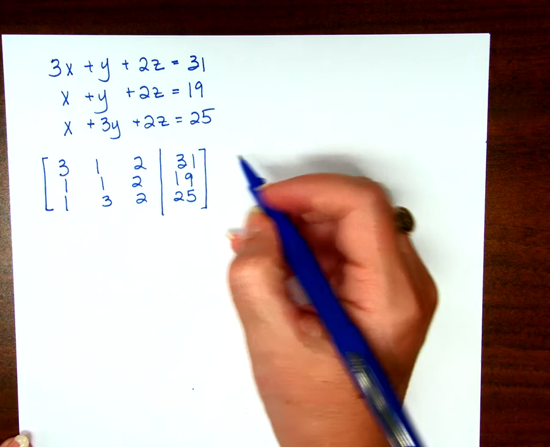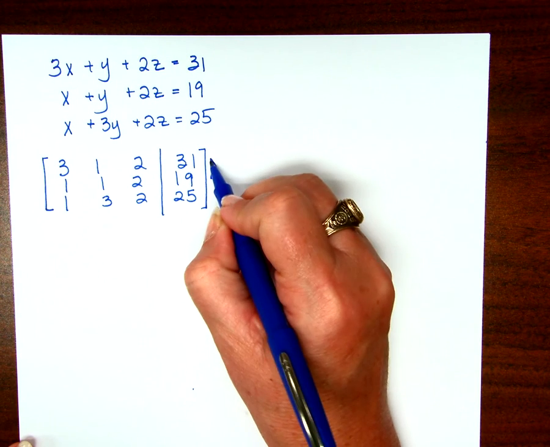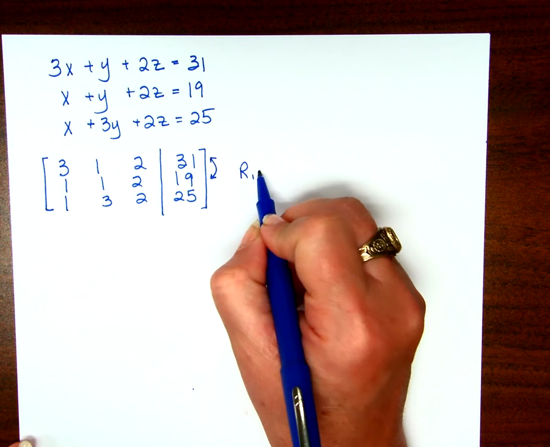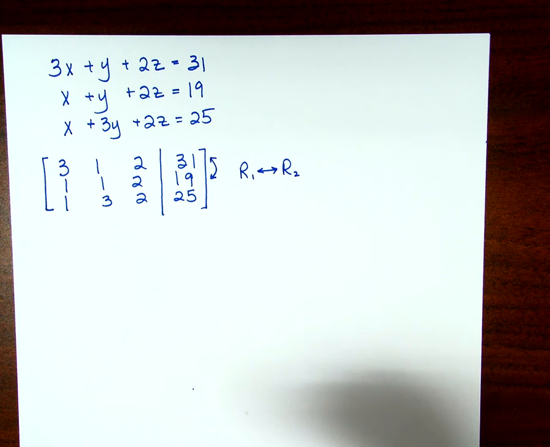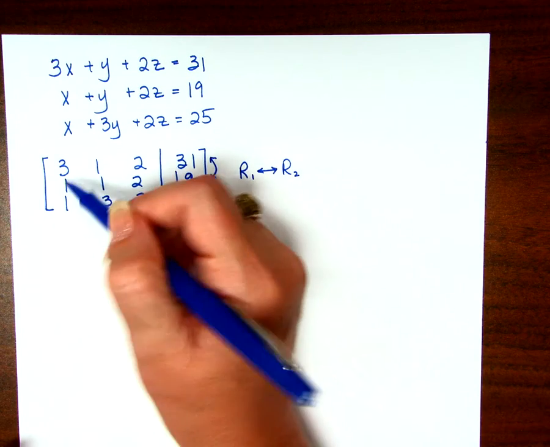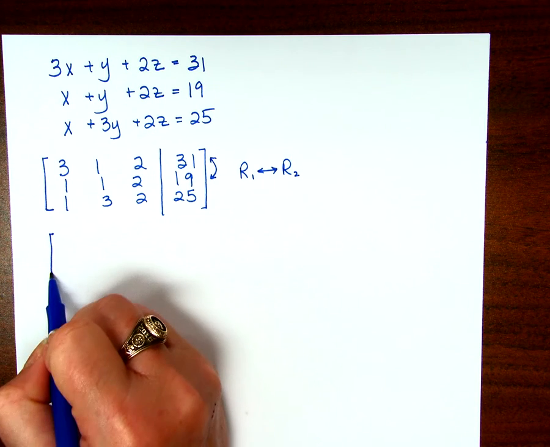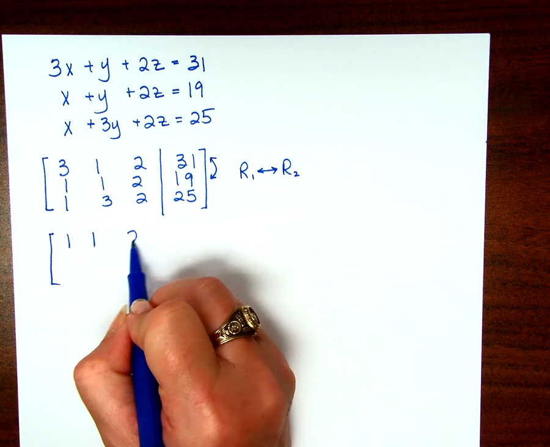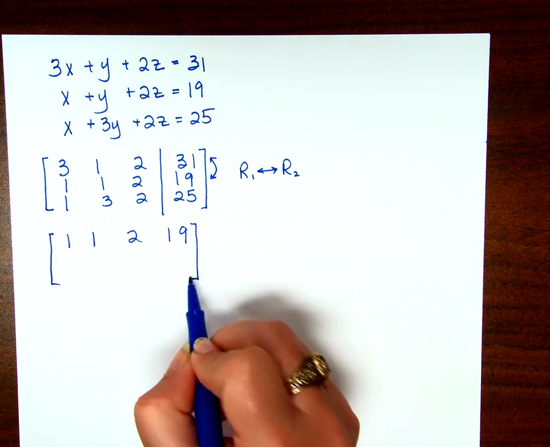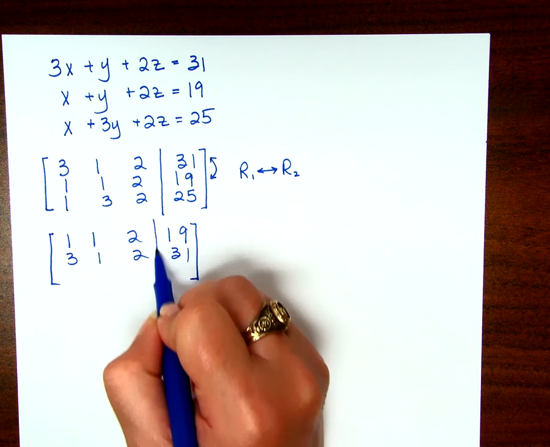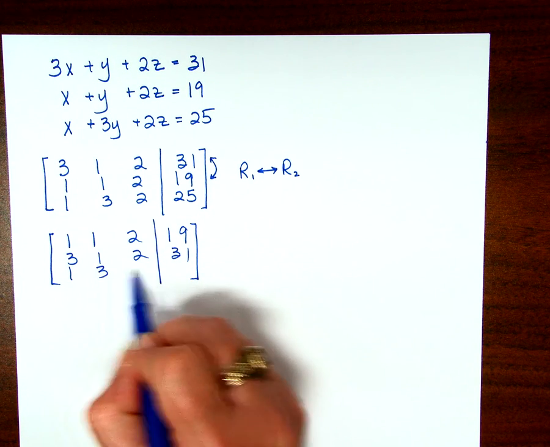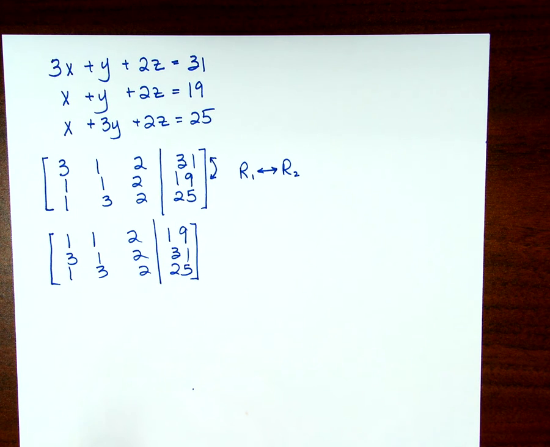The first thing that we're going to do is we're going to swap these two rows. So we're going to say row 1 swapped with row 2. Why would I put row 1 up there? It starts with a 1, right? Okay. So 1, 1, 2, 19. 3, 1, 2, 31. And 1, 3, 2, 25. Okay so far? Okay.